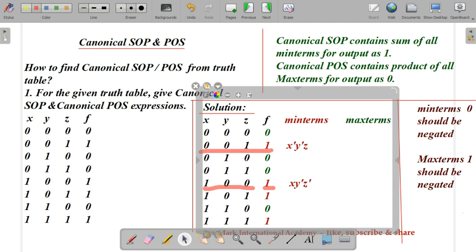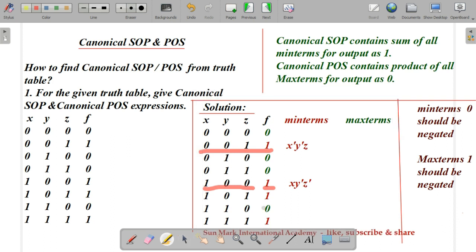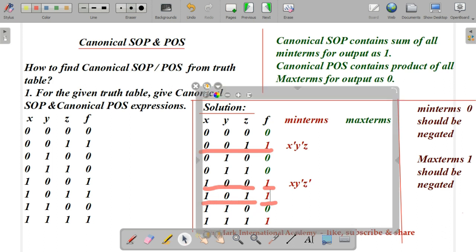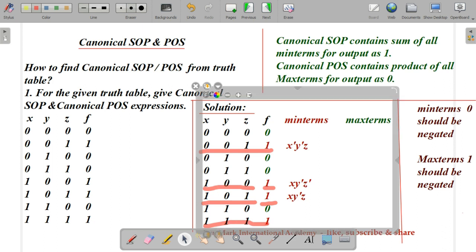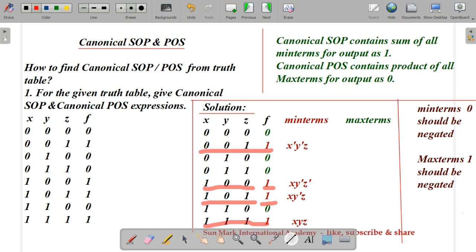So we write the minterm from the corresponding values of X, Y, Z, 1, 0, 0. In a minterm 0 should be negated and 1 we write the same. So we get X, Y dash, Z dash. Again, the next 1 gives another minterm: X, Y dash, Z. The last one is also a minterm: X, Y, Z. So the minterms are done.